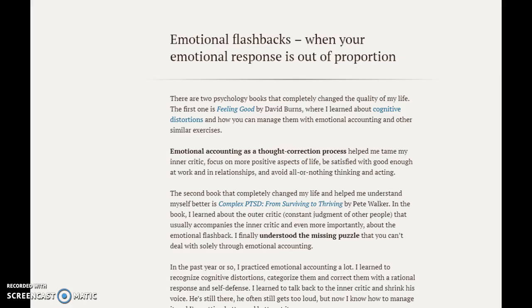So I wanted to mention emotional flashbacks are usually an emotional response that is out of proportion to whatever's going on. And a lot of times we don't know what to do when we're stuck in that. So these methods are going to help with what to do when you have this out of proportion emotional response or get triggered.